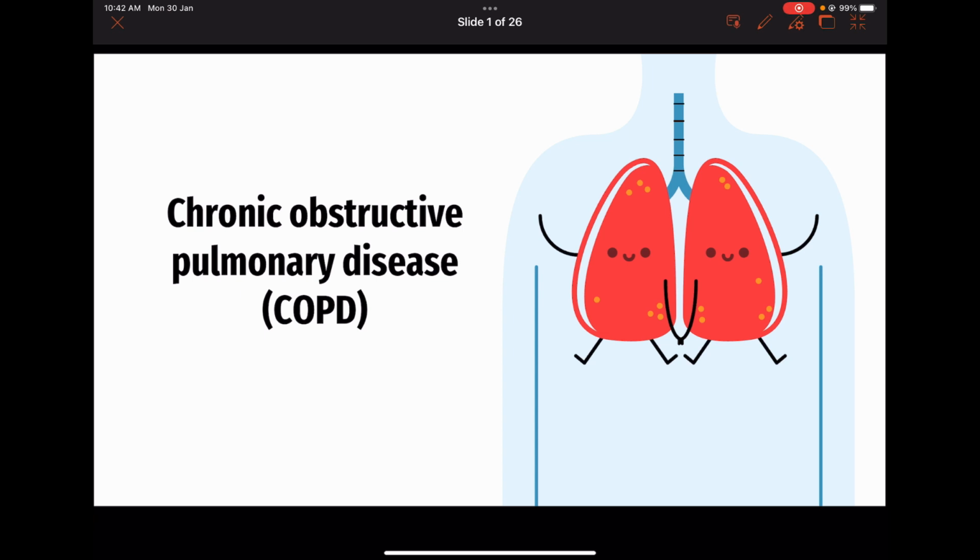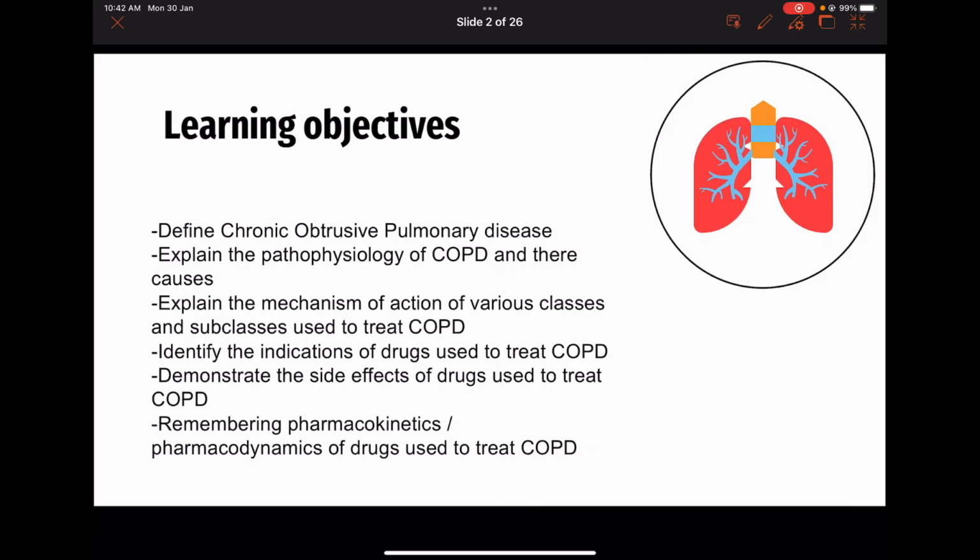Today we are going to talk about chronic obstructive pulmonary disease, known as COPD. In this presentation, we will define chronic obstructive pulmonary disease, explain the pathophysiology of COPD and its causes, explain the mechanism of action of various classes and subclasses used to treat COPD, identify the indications of drugs used to treat COPD, demonstrate the side effects of drugs used to treat COPD, and lastly, remember the pharmacokinetics and pharmacodynamics of drugs used to treat COPD.